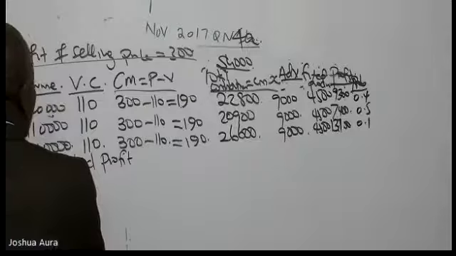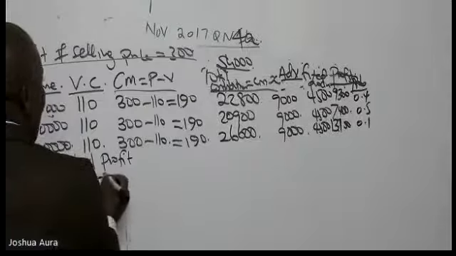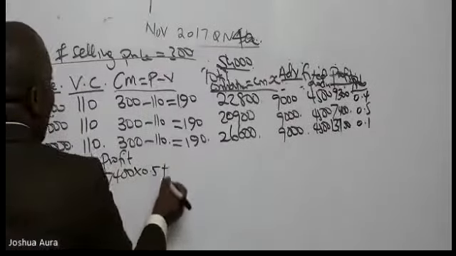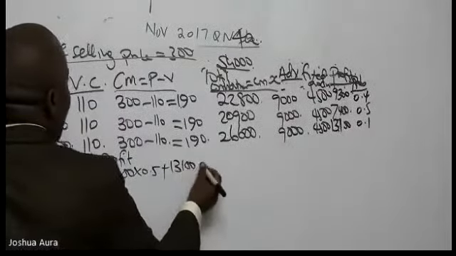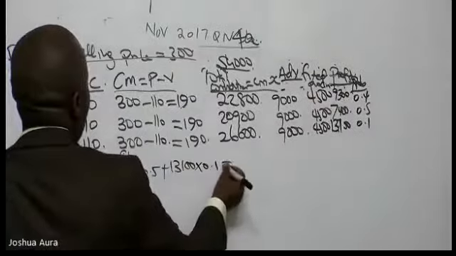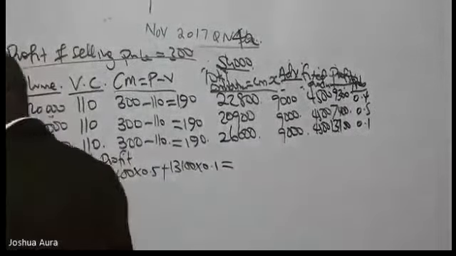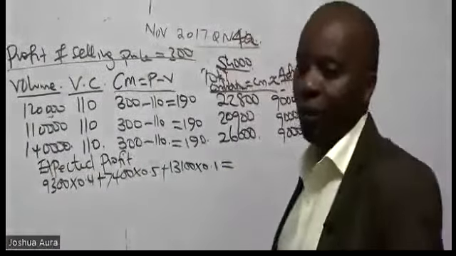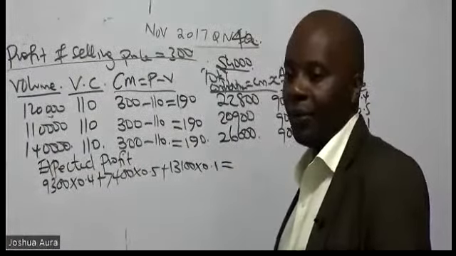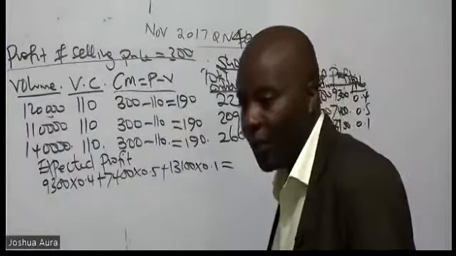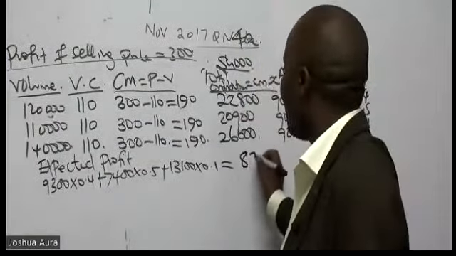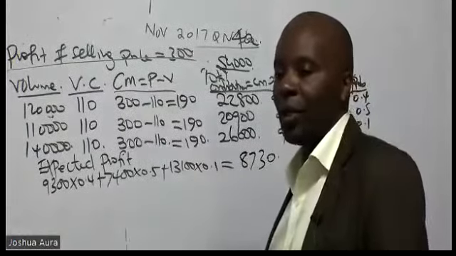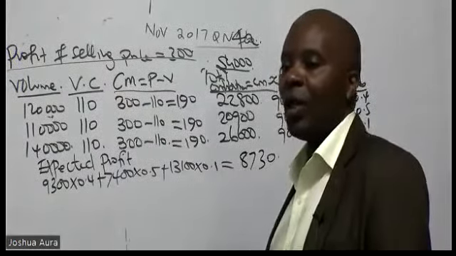So we have 9,300 times 0.4 plus 7,400 times 0.5 plus 13,100 times 0.1, which will end up giving us what figure, ladies and gentlemen? What expected profit? Please help me out here. 87.30.